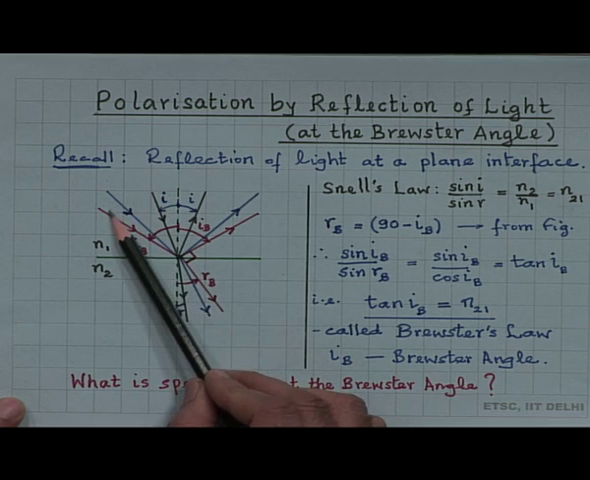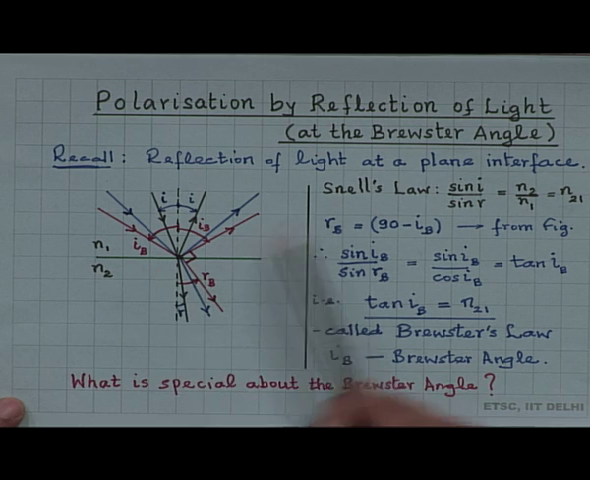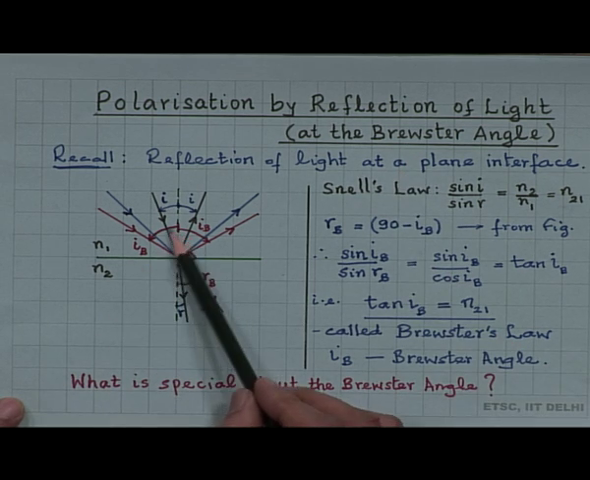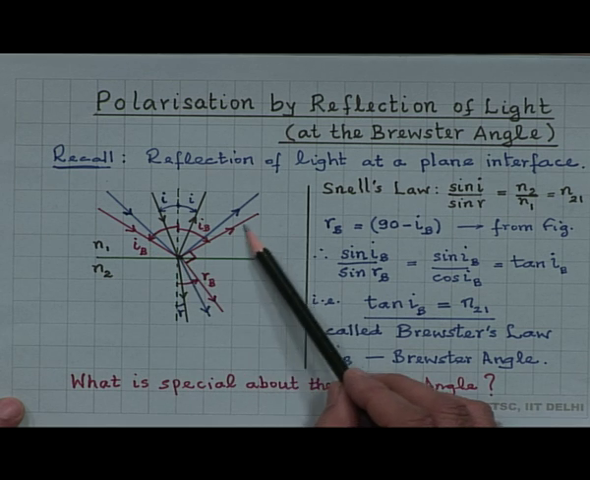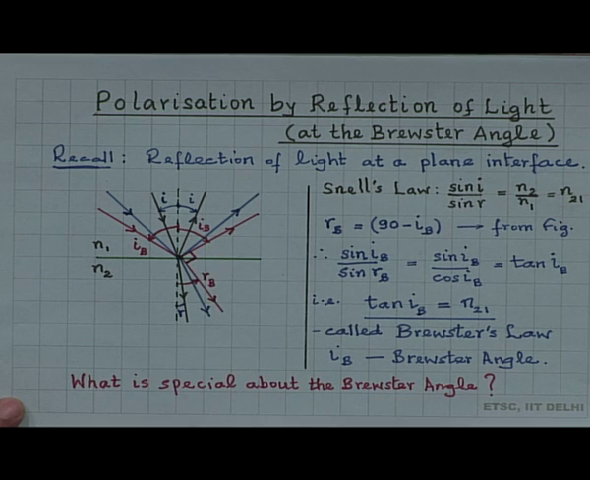If I further increase the angle to one I designate as I_b, where B stands for Brewster, then the reflected ray makes an angle I_b. I am recalling from the ray optics here, and then this is R_b.